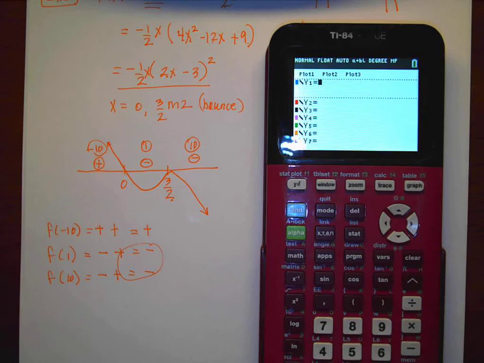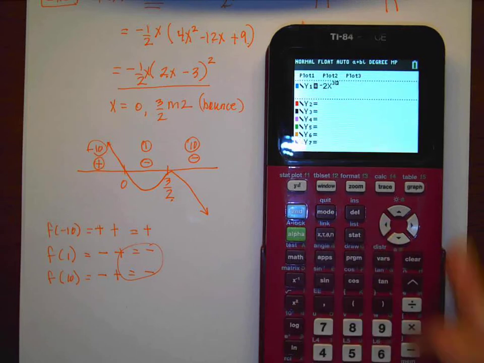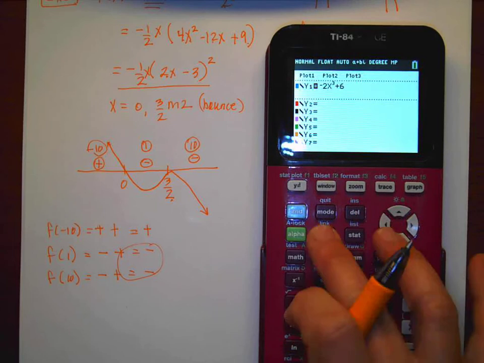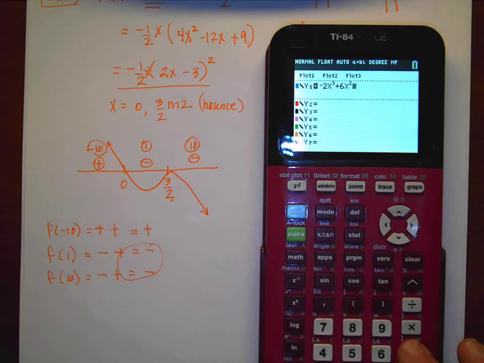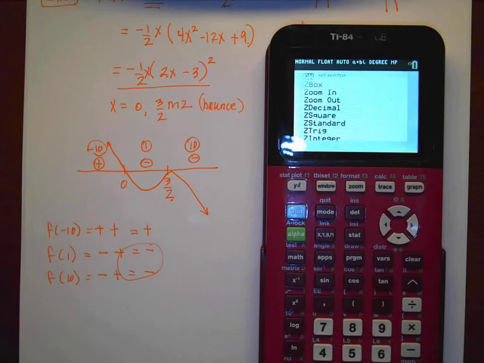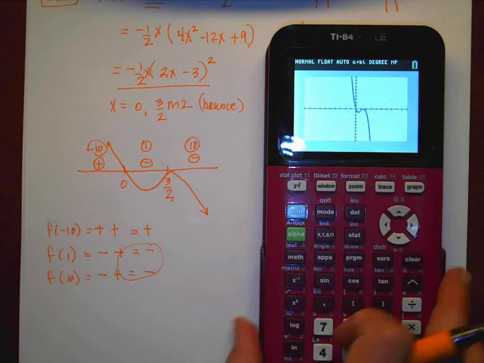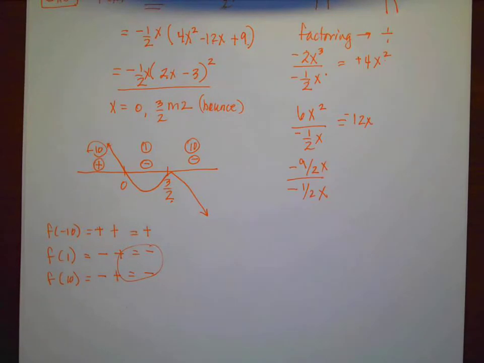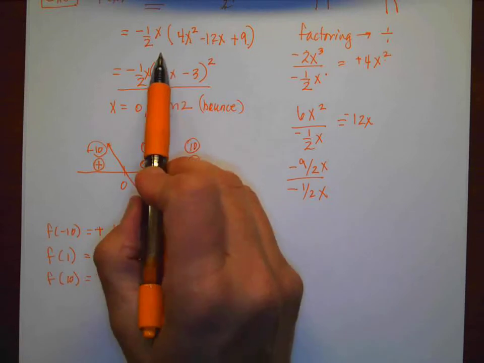Go back and get a new equation. So I'm going to do, from the original form, x to the third plus 6x squared, and then minus 9 divided by 2 is 4.5. That just makes my life a little bit easier. I don't have to do parentheses. Do a zoom 6. And there we go. That looks almost identical to what we did. So there you have it. It's a cool trick. Actually pretty easy.